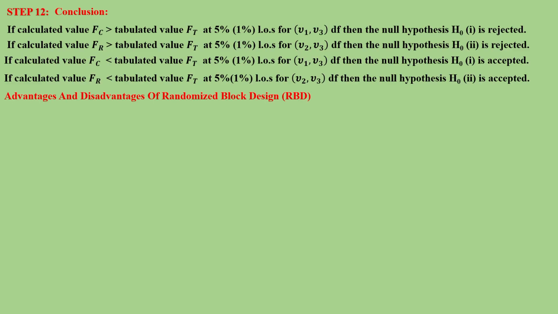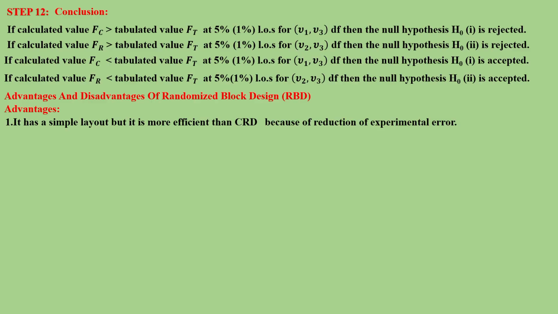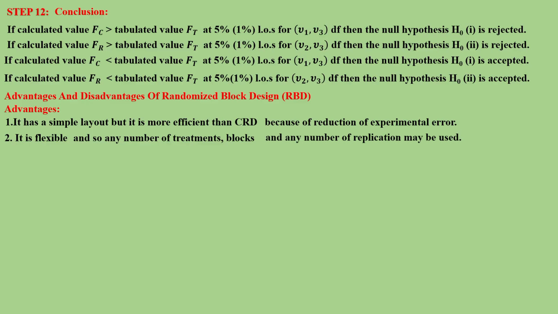So the advantages and disadvantages of RBD, randomized block design. It has a simple layout, but it is more efficient than CRD, right? So two-way classification is more efficient than one-way classification because of the reduction of experimental error. It is flexible, so any number of treatments, blocks and any number of replications may be used. So you can repeat any number of times.